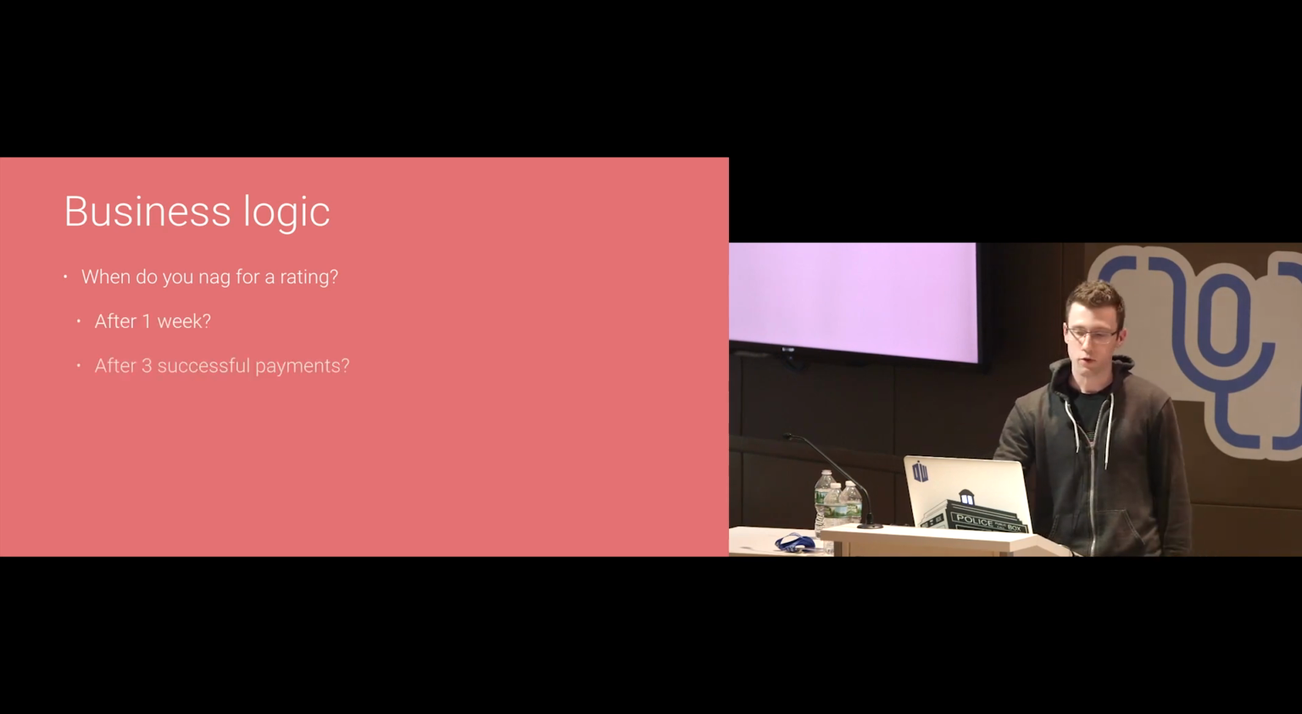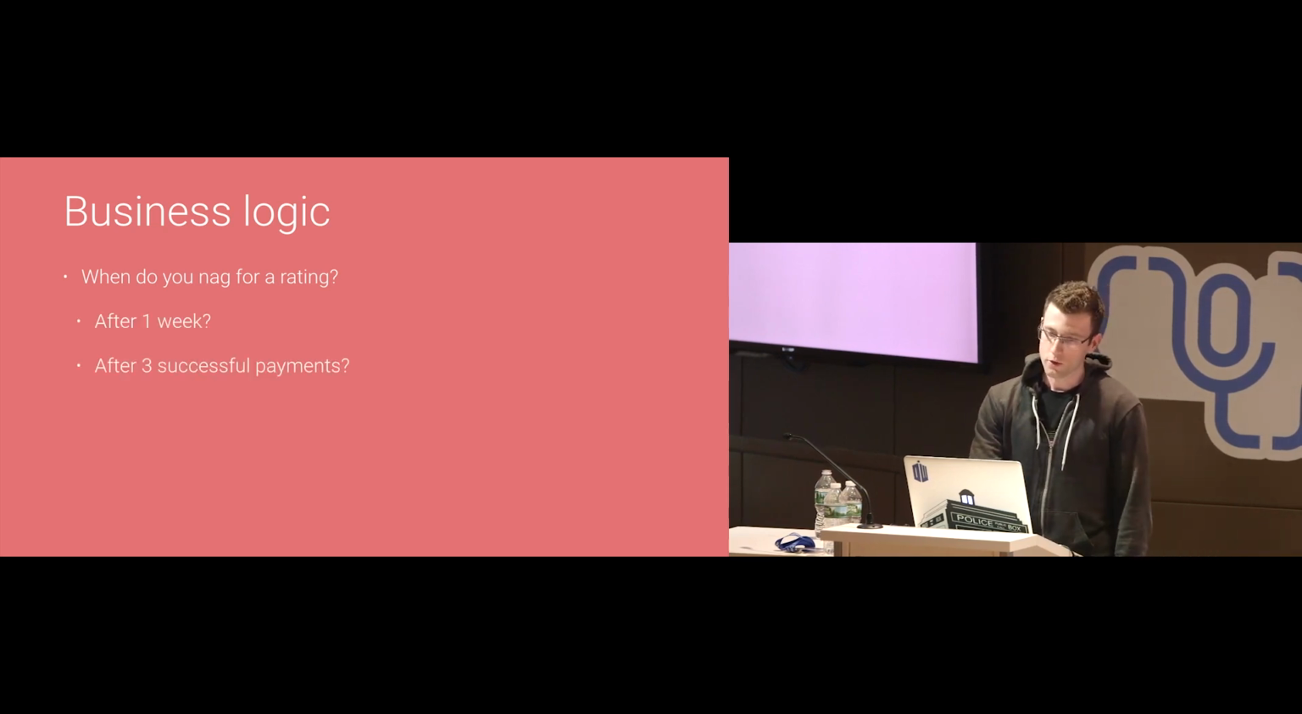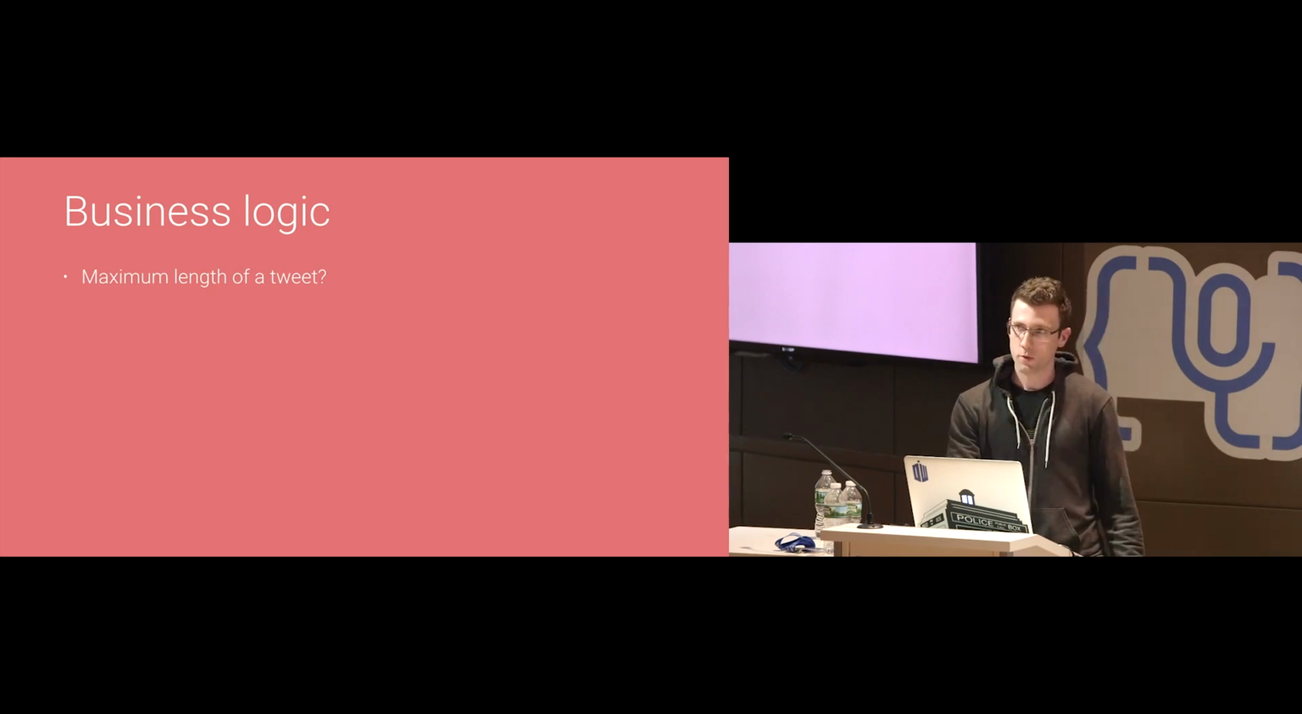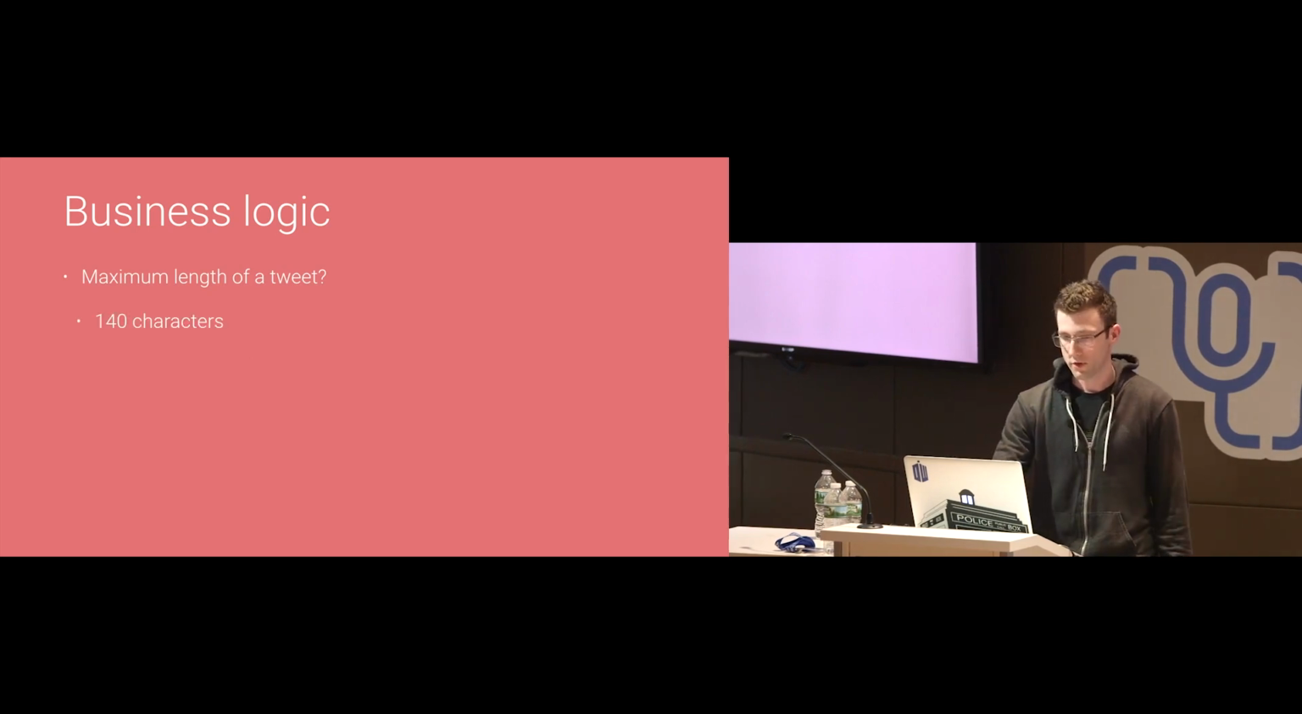When do you do this? Do you do it after a week of using the app? Do something a little more sophisticated and wait until 3 successful payments where you think your users are happy with the app. What is the maximum length of a tweet? Well, obviously the answer is 140 characters, except that they just changed that, and now it's 140-ish because there's a whole bunch of things that don't contribute to the tweet length count anymore.